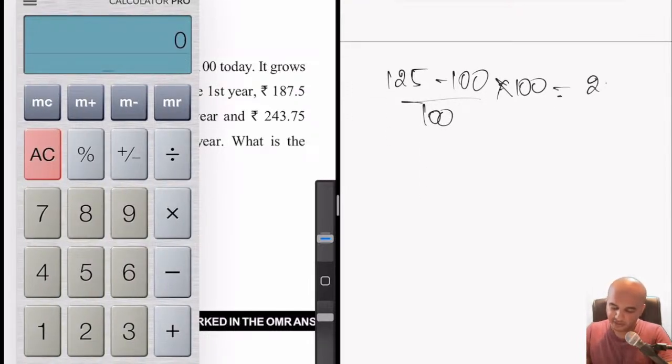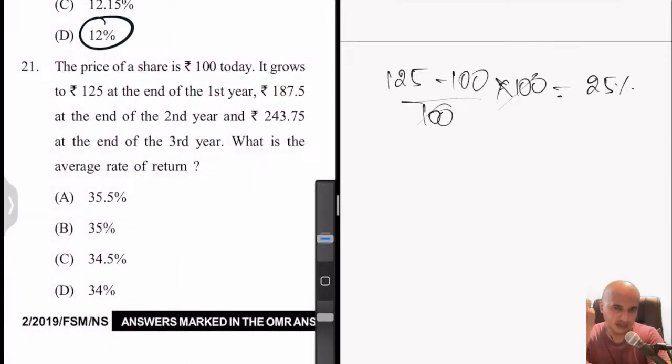Don't have to calculate, 25% anyway it is. By earning 25 rupees on an investment of 100 rupees, what is the percentage of gain which you are making? 25%. No, there is no doubt about that. In the second year, the value was 187.5. That means you have gained 187.5.